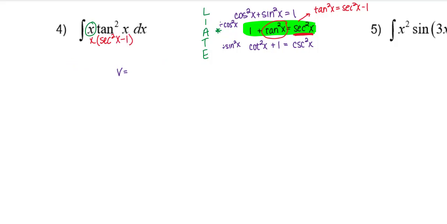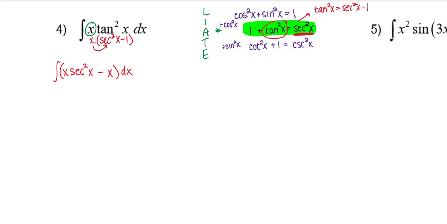So I'm going to wait just a minute on the by parts formula, and I'm going to rewrite my antiderivative. So if I distribute that x in there, I have x secant squared x, and then just minus x, and it's all with respect to x.